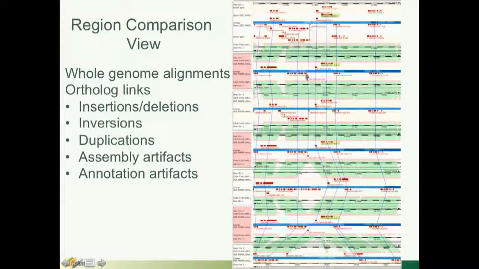And then these blue lines connect genes that are predicted to be orthologs based on the phylogenetic gene trees. So as you can imagine, these types of views are very useful for looking for and discovering insertions and deletions, inversions, duplications, plus it's very useful for finding assembly artifacts as well as annotation artifacts.